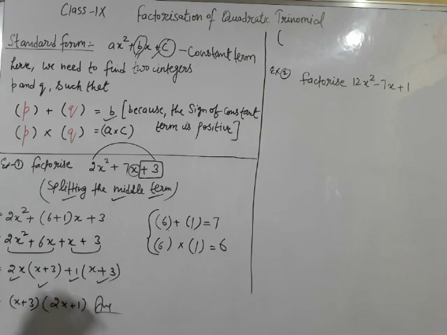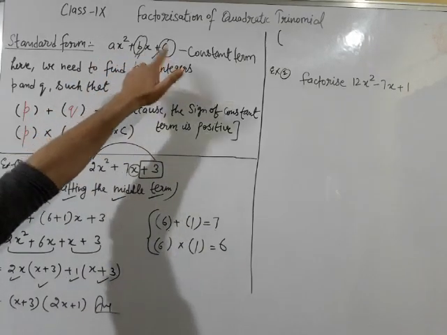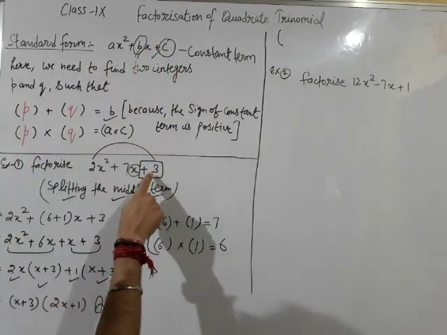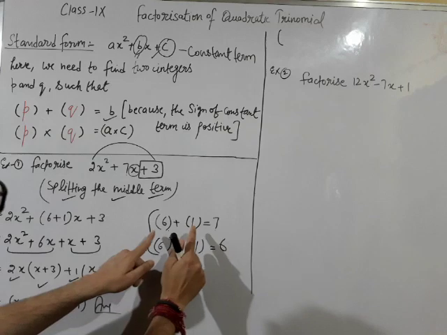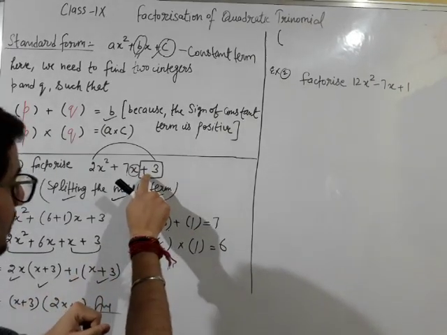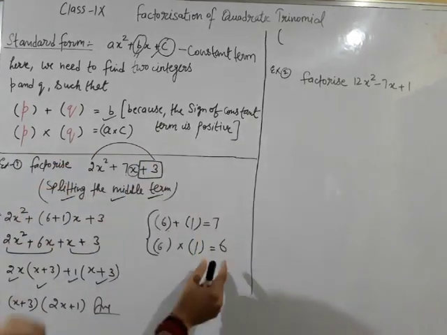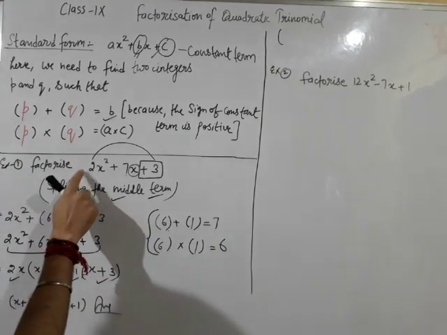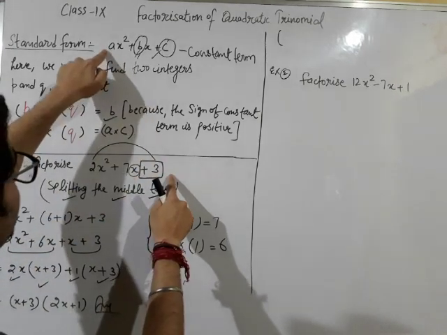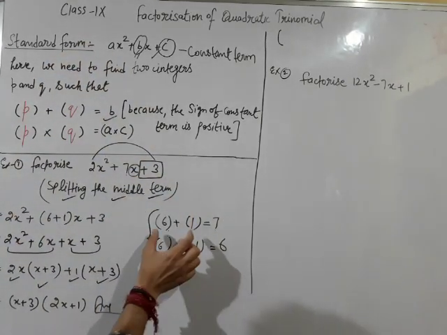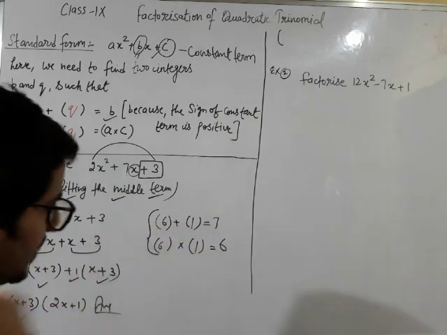What is the procedure? We will compare the given quadratic trinomial with ax square plus bx plus c, and then we will check the sign of the constant term. Here the sign of the constant term is positive. So we have to find two such numbers. By adding them, we will get the middle term 7, and by multiplying them we will get 6. Why are we getting 6? The multiplication of a and c. A is the coefficient of x square and c is the constant term according to this standard form. So we have found two numbers here, 6 and 1. Therefore 6 plus 1 is equal to 7 and 6 multiplied by 1 is equal to 6.